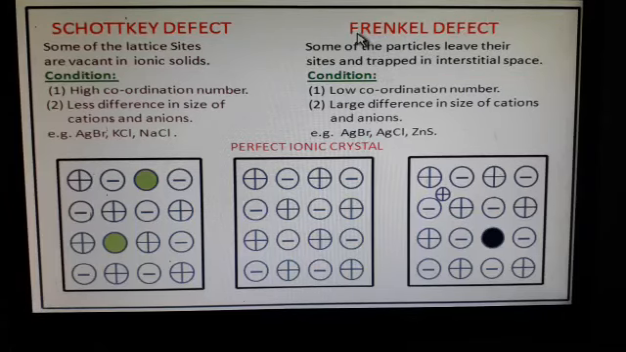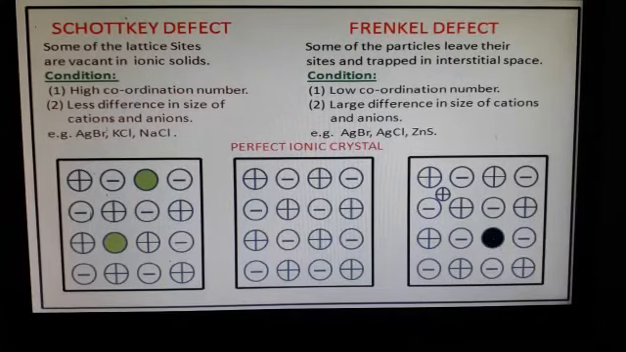Frenkel defect, you can see Frenkel. Frenkel means what? Frenkel means the person who is wandering here and there. So just like that, the cations, this cation here, see this picture. In this picture, cation is leaving its space.